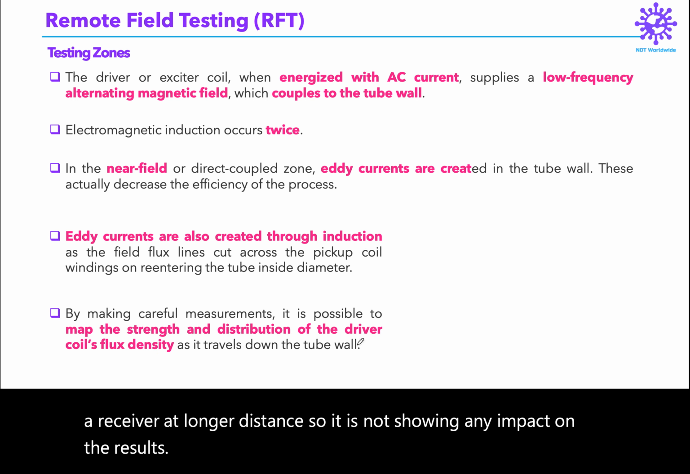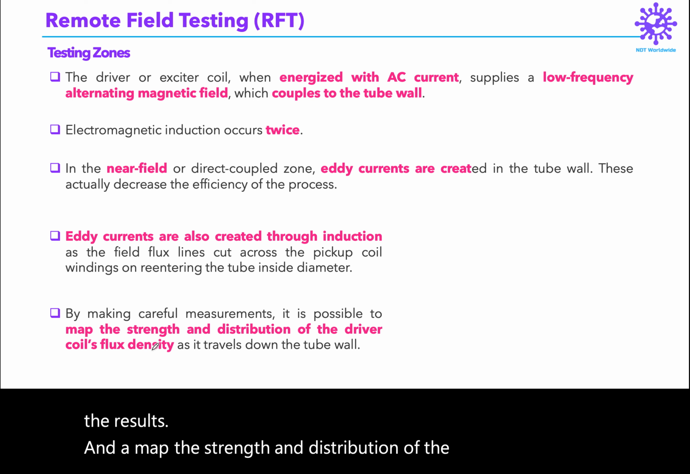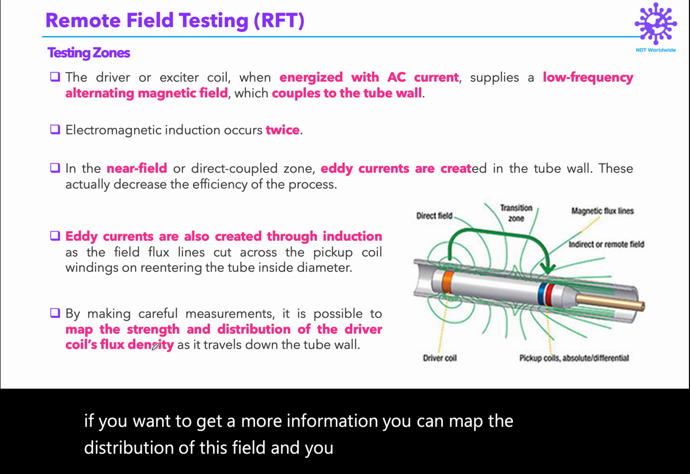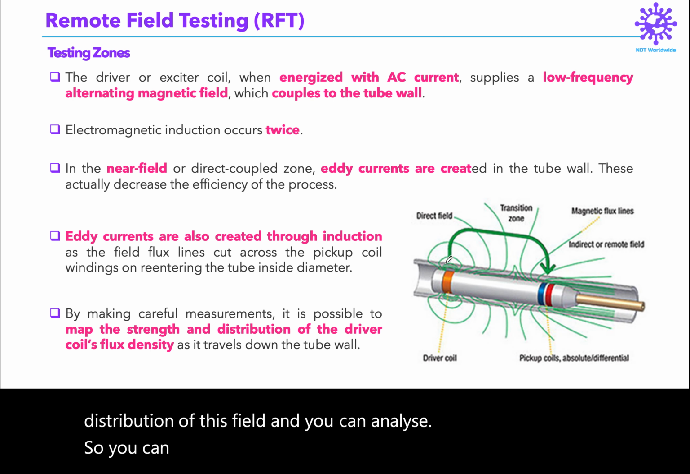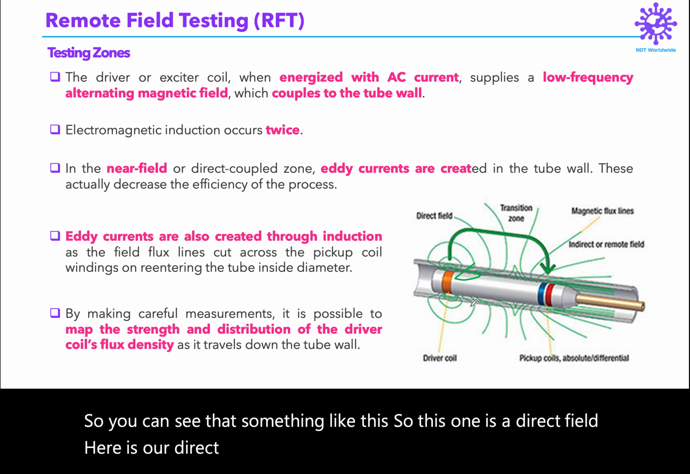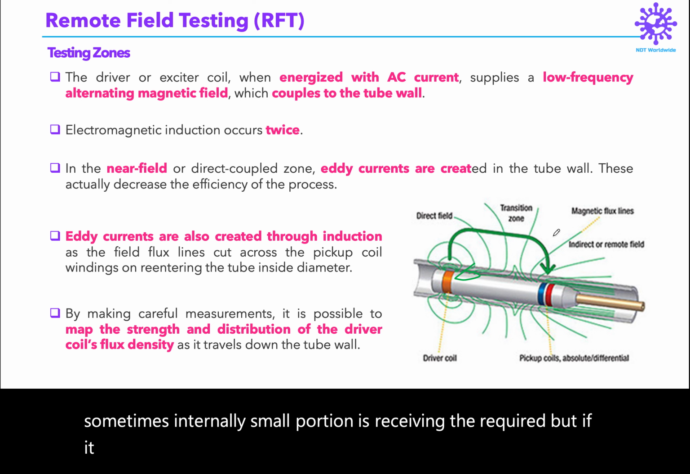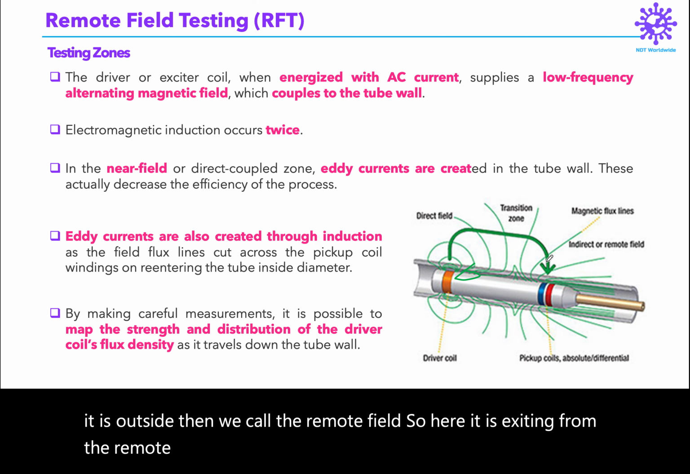And map the strength and distribution of the direct coils. So even if you want more information, you can map the distribution of this field and analyze it. You can see something like this. This one is a direct field, here is a direct field internally. Sometimes a small portion internally is receiving from the exciter coil, but if it is outside, then we call it the indirect field or remote field. So here it is exiting through the tube thickness and re-entering.